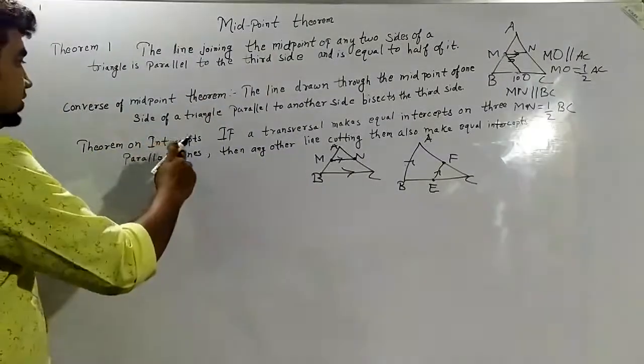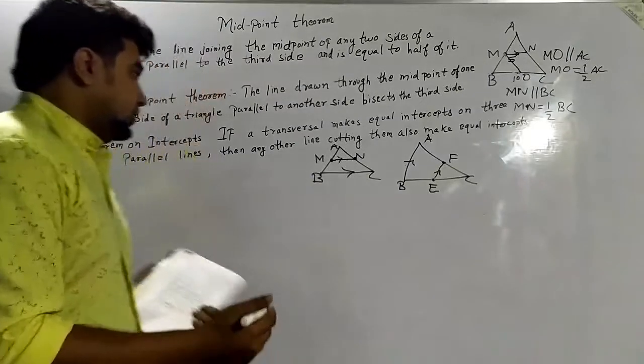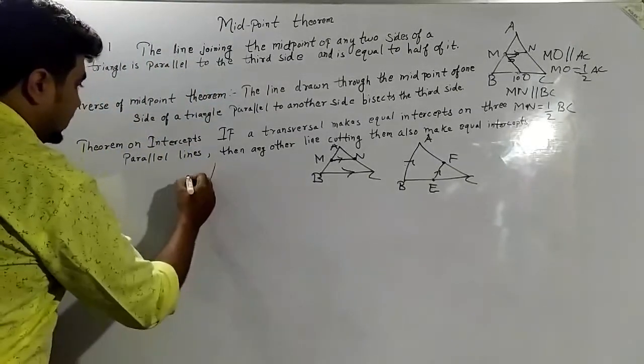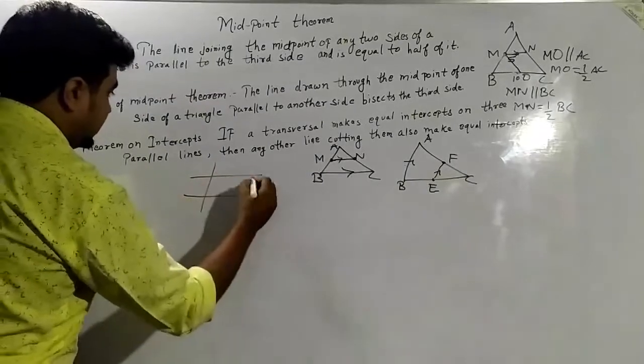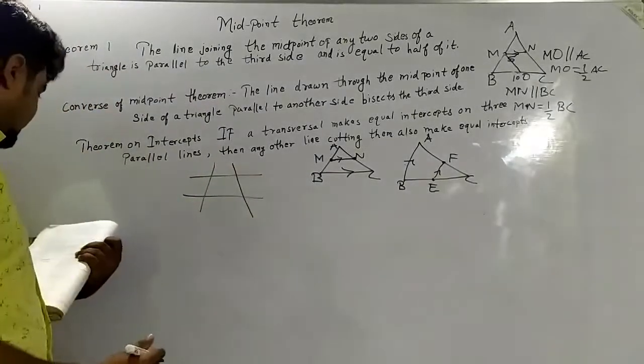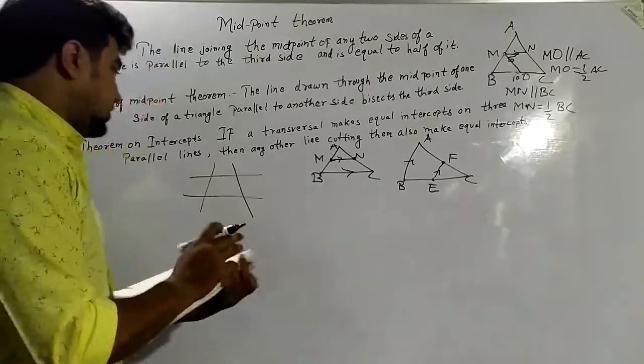Now the next statement is theorems on intercept. Theorems on intercept means if I am drawing some lines, I am drawing three parallel lines.